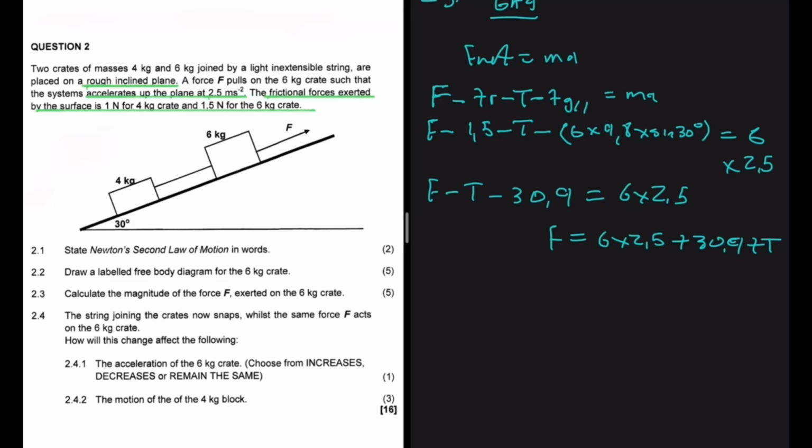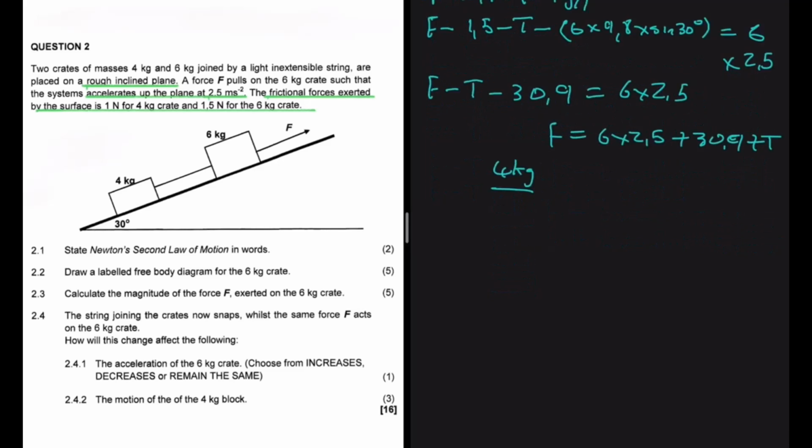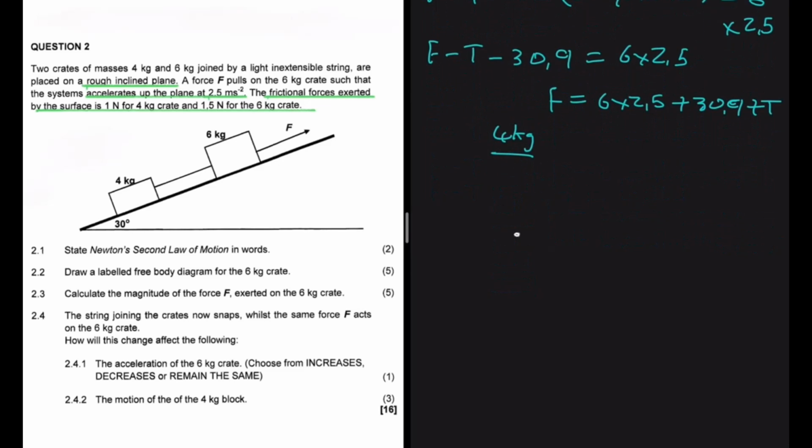So let's go to the 4 kg block and see if we can find the tension. So the 4 kg block, right? Let's draw a free body diagram so that we can see exactly what is happening with regards to the 4 kg block. It is being pulled by the tension, and then it is being pulled down the incline by the frictional force, and we have the weight, and then lastly we have the normal force, right?